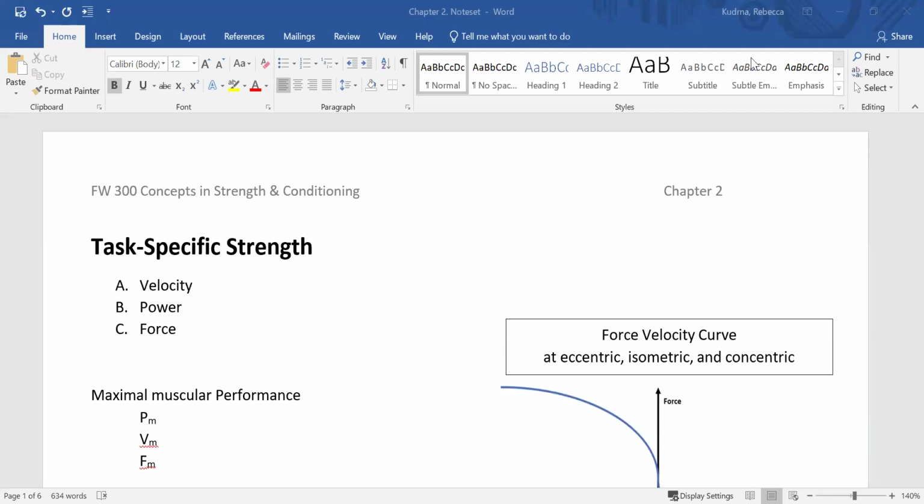Okay, well, welcome back to week 2, another snowy day and another video instead of class. So the material for this week is talking about the task-specific strength components.